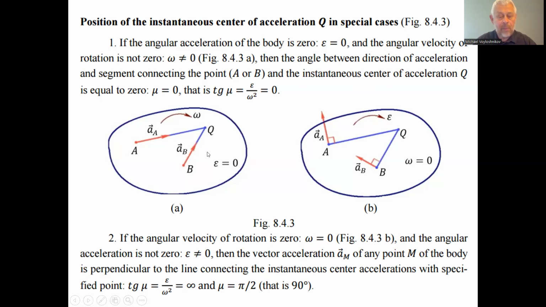This is very understandable. And then the instantaneous center of the accelerations is at the point of intersection of the lines of action of the translational accelerations of the points. All points of the body have the same center, the same point of intersection of the lines of action of the translational accelerations. So the point will be the same for any point.